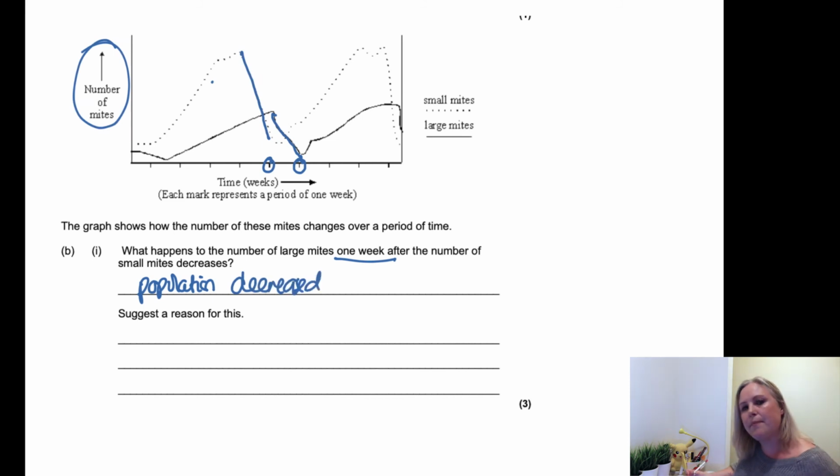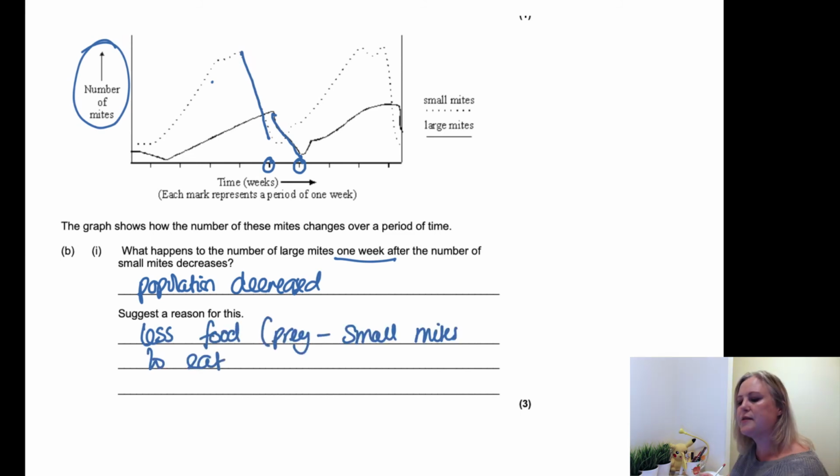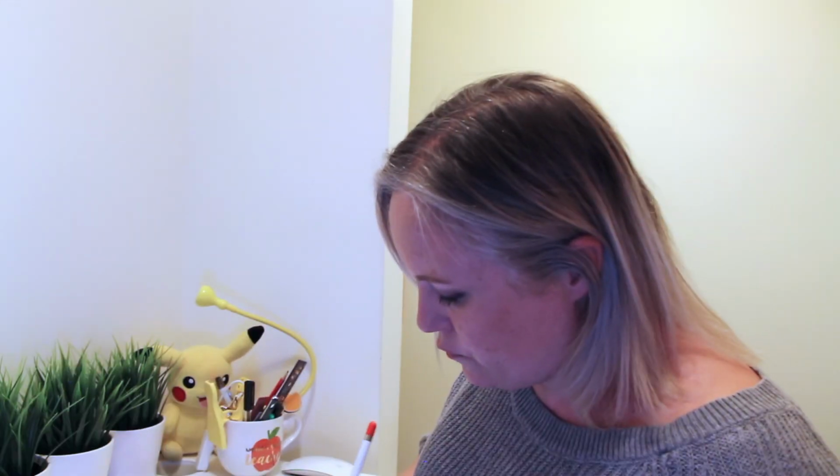Now, why has their population decreased? Their population has decreased because there's less food source. So there's less food source for it to eat. So the population has decreased because there's less food, the food source being the small mites, for them to eat. Now the marks are there. Less food for 1 mark, that's the second mark. 3 marks in total, done.